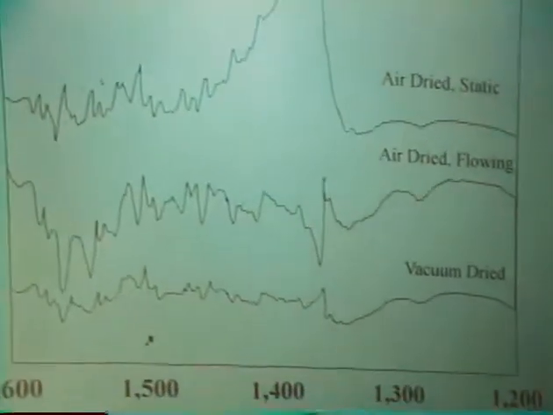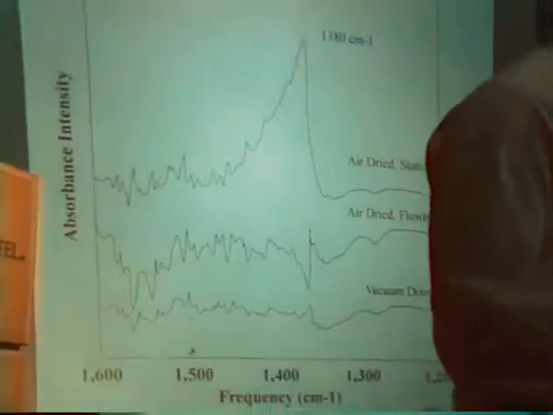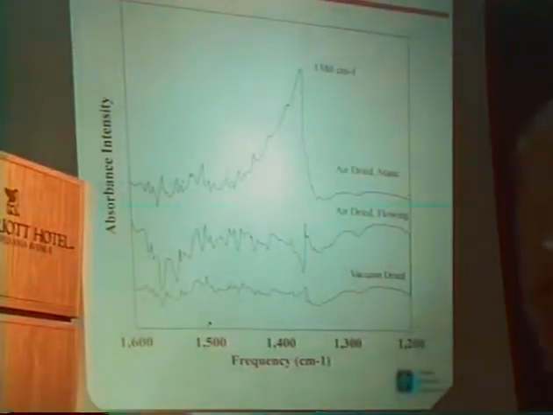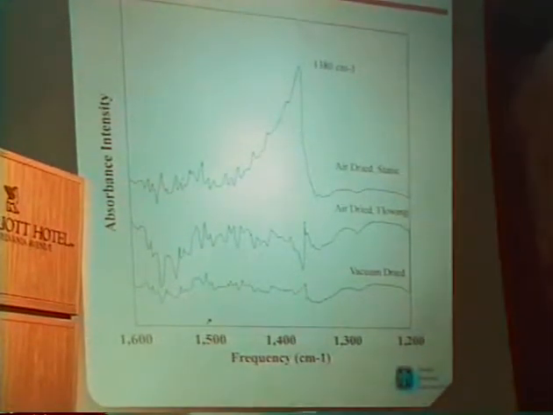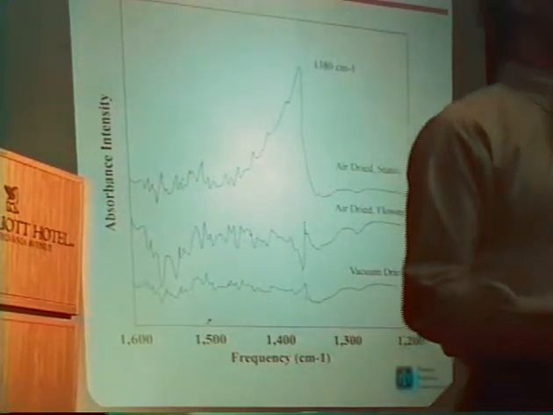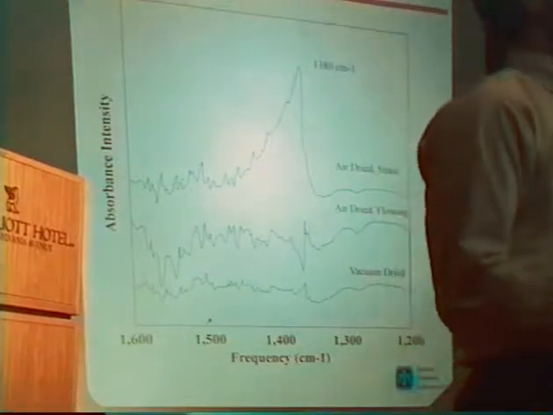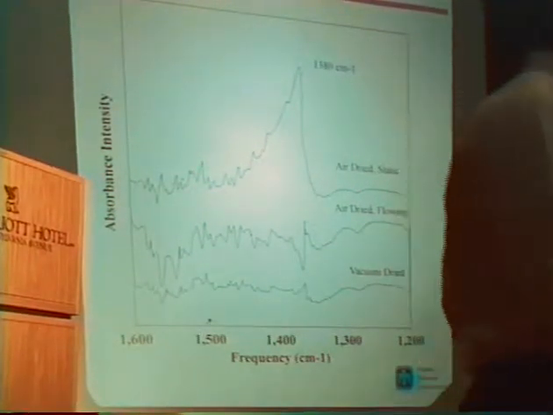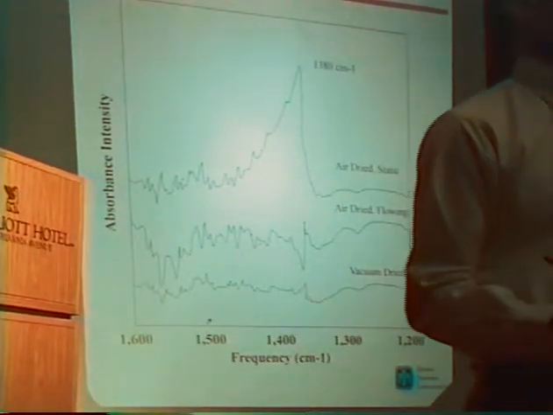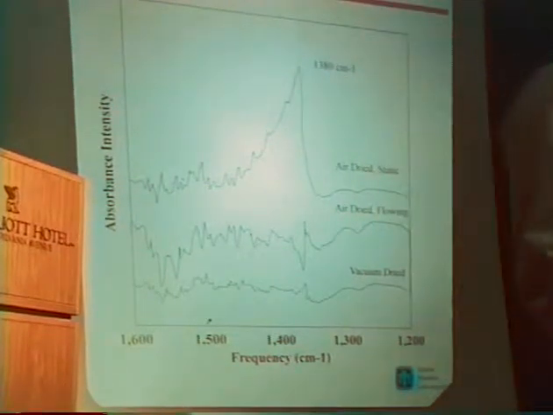If we analyze the species coming off of the surface during the drying step with infrared, what we found was for the air-dried sample, as it's being heated at 100 degrees C in a static environment, we see a peak at 1380 that can be identified as an NOx species in the near surface region. This NOx species can then oxidize the cobalt to form cobalt oxide.